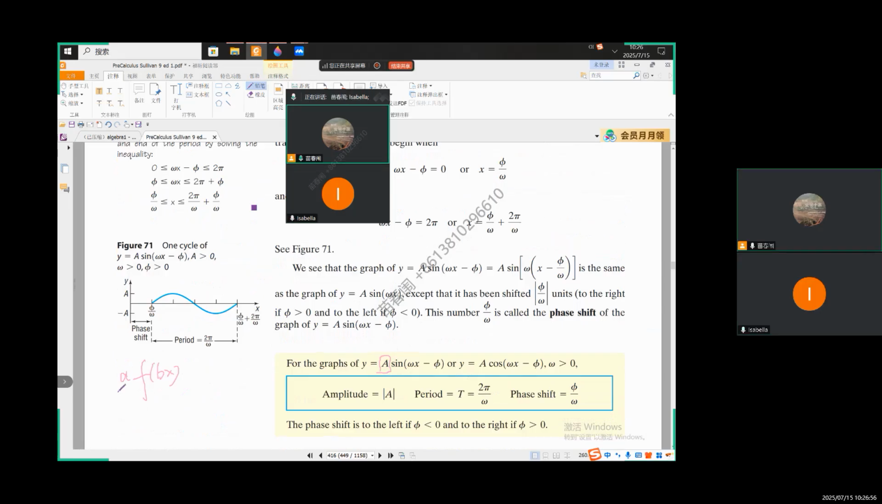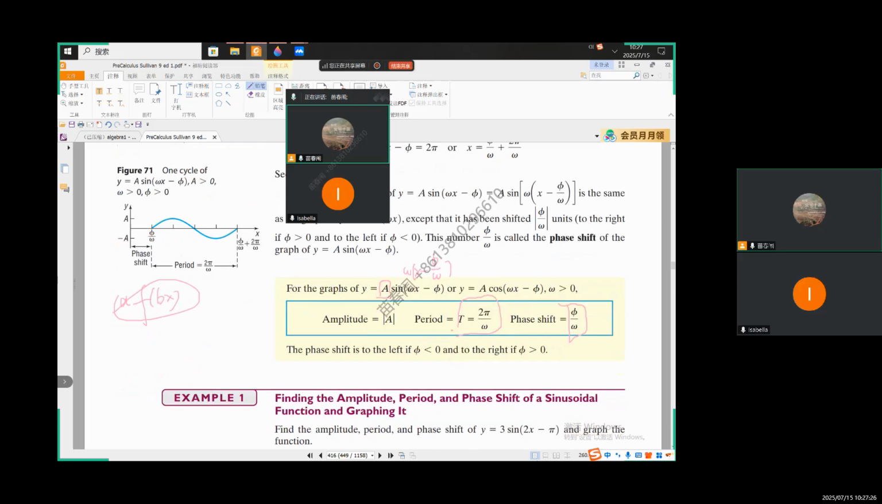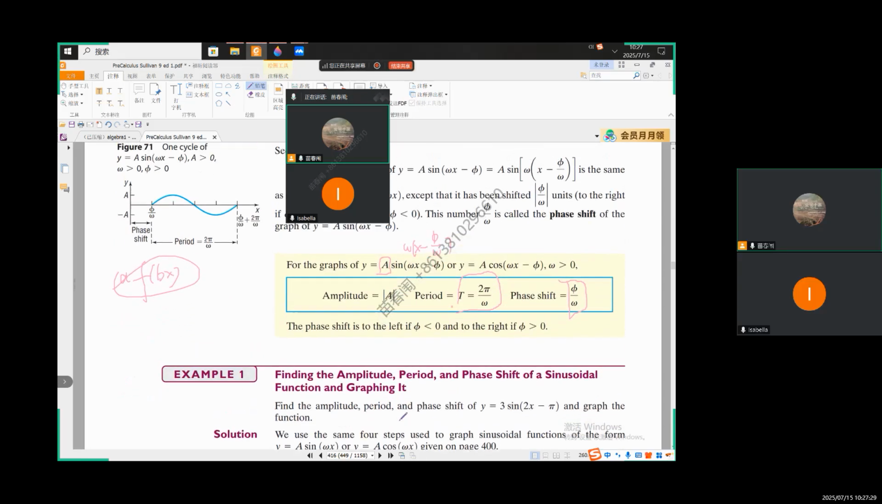So this is basically all a transformation. This is just the special case for trigonometry. So I basically use this omega getting it out. So it's x minus phi over omega, right? That's why T equals 2 pi divided by omega, right? This is where the T is coming from. And this is, of course, shifting left and right. If you know that, we can do one. Let's do example 1.